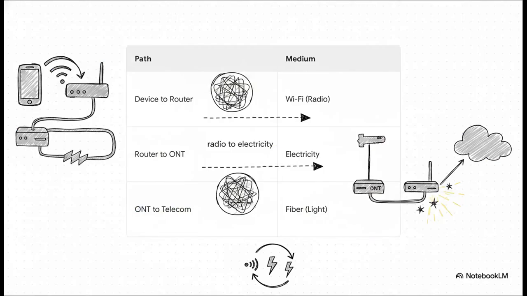So if you look at the breakdown, every single second you are online, a flawless sequence of translations is happening, from radio waves to electricity to light. Your device to the router relies on radio waves. The router to the ONT uses electricity flowing through a physical cable. And the ONT to the telecom network relies on fiber optics using lasers. It seamlessly and continuously converts these mediums over and over again. And the best part? It does all this to keep you connected to the world without you ever having to lift a finger.